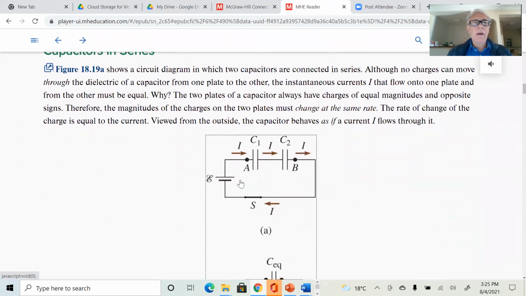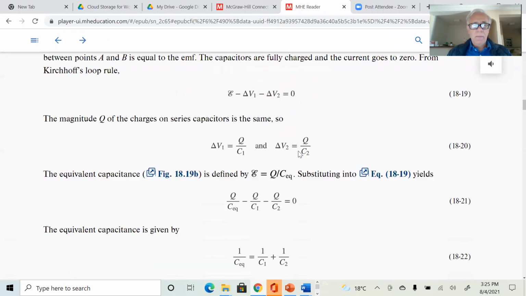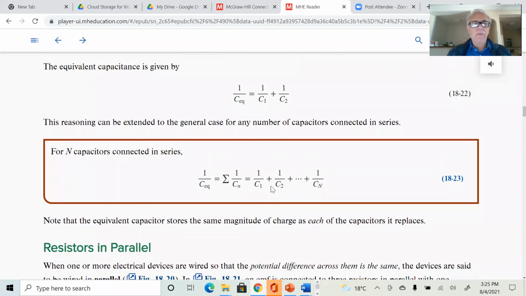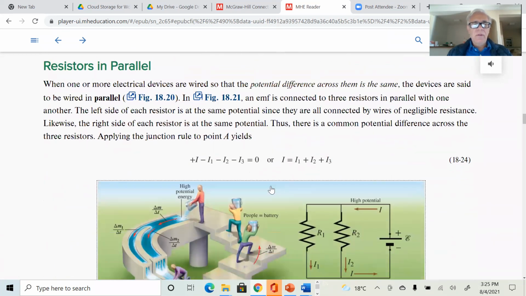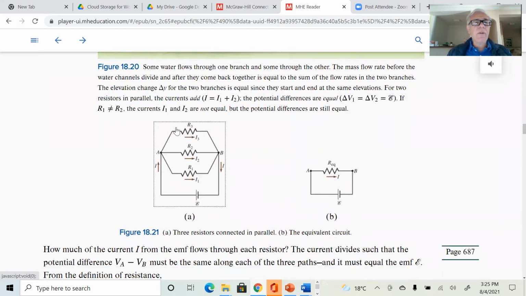Capacitors in series. Here's an example of capacitors in series: a battery, a power supply, and two capacitors in series. Here's the relation that I already did for you. Resistors in parallel: you can have three resistors in parallel.